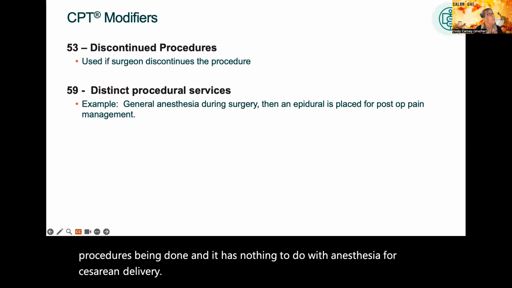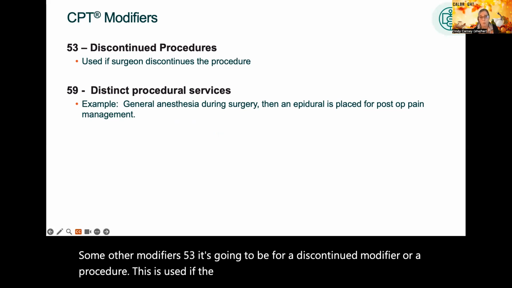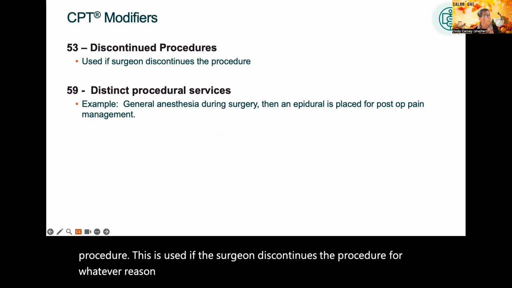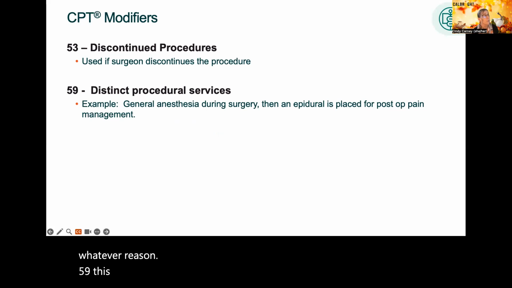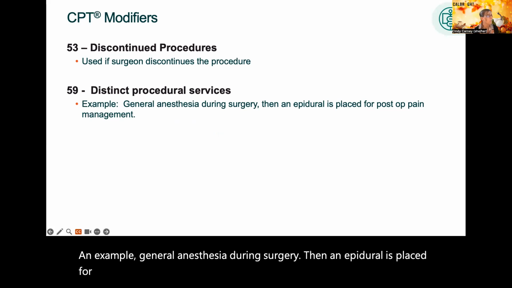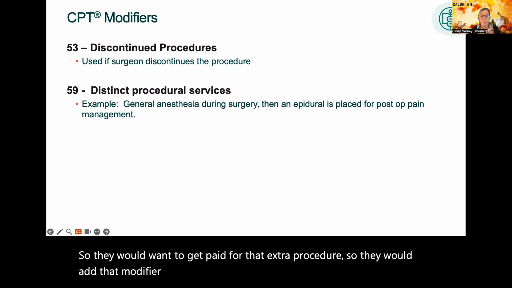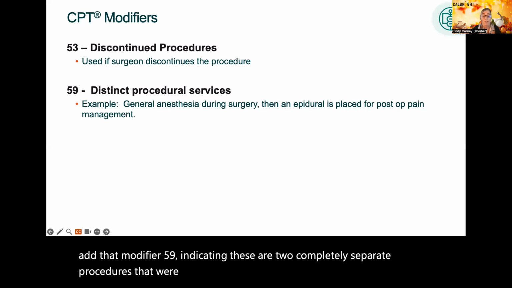Some other modifiers, 53, it's going to be for a discontinued procedure. This is used if the surgeon discontinues the procedure for whatever reason. 59, distinct procedural service. An example, general anesthesia during surgery, then an epidural is placed for post-operative pain management. So they would want to get paid for that extra procedure. So they would add that modifier of 59, indicating these are 2 completely separate procedures that were performed during this time.